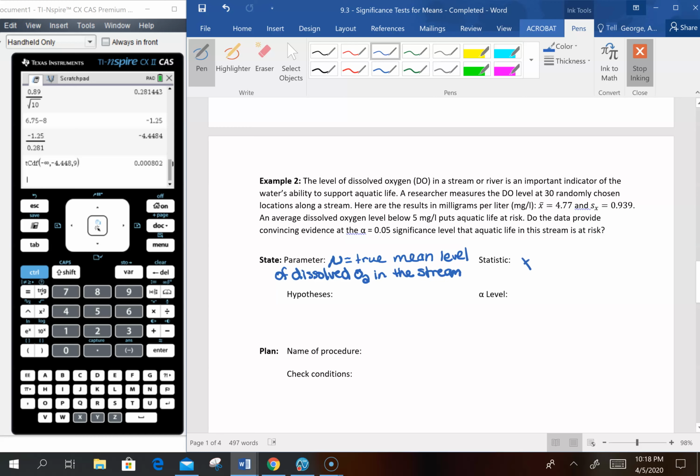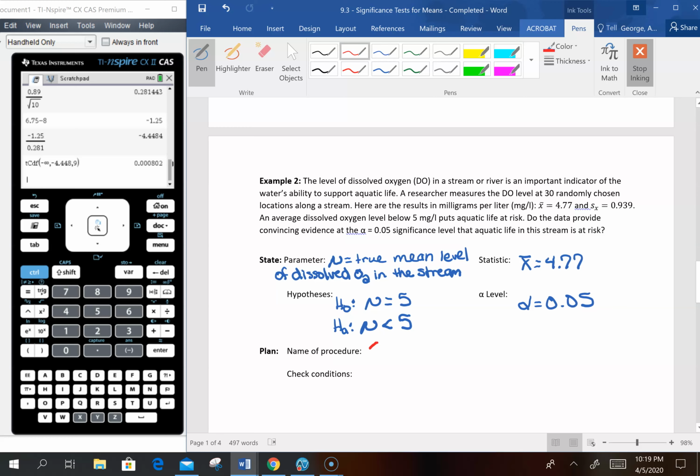And we know our statistic is our X bar, and it's 4.77. So for our two hypotheses, our null hypothesis would be that we're good, that it's at 5 milligrams per liter. And our alternate hypothesis is that it's not okay, and it would be less than 5. And then our alpha is 0.05. All right, so that's our state.